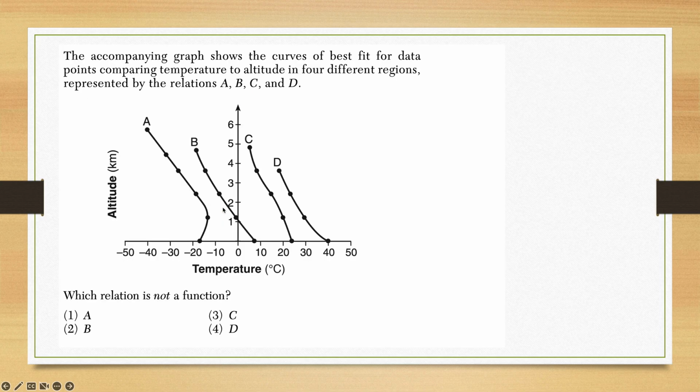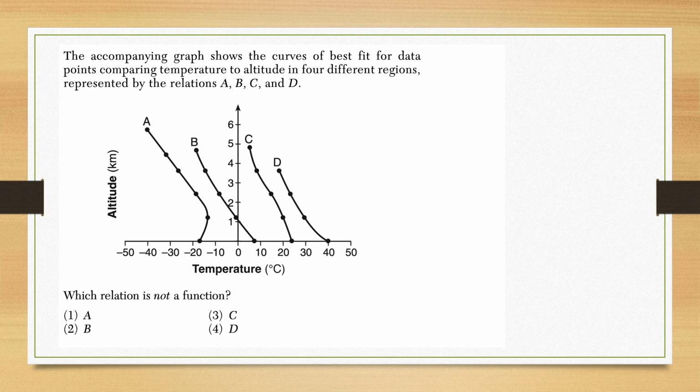Okay, next one. The accompanying graph shows the curves of best fit for data points comparing temperature to altitude in 4 different regions represented by the relations A, B, C, and D. Which is not a function? Go ahead. Okay, I'm assuming you're doing stop and start. The one that's not a function is A, because it fails the vertical line test.